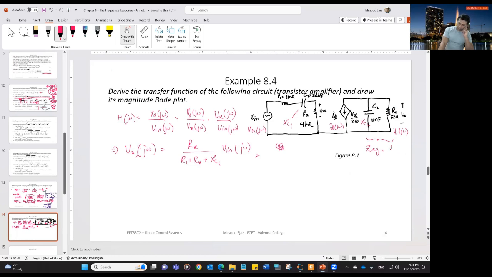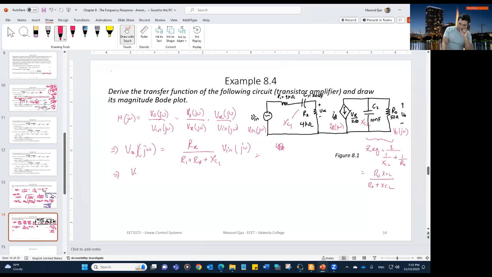So that is going to be 1 over XC2 plus 1 over R out. R out plus XC2 goes in the denominator, giving R out XC2 over R out plus XC2. And then you can apply Ohm's law.